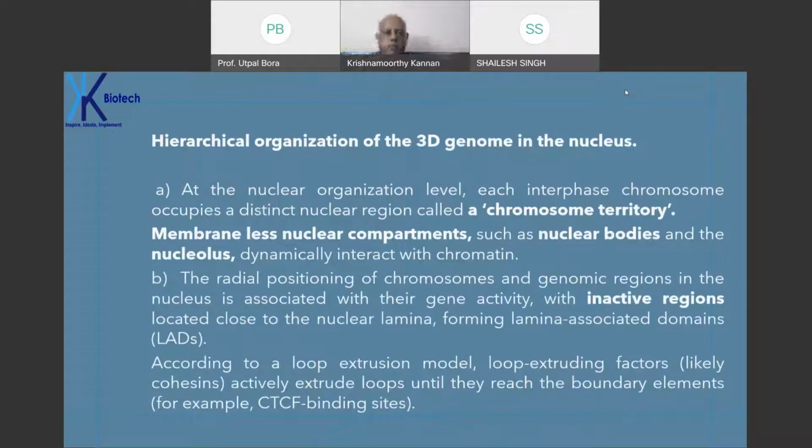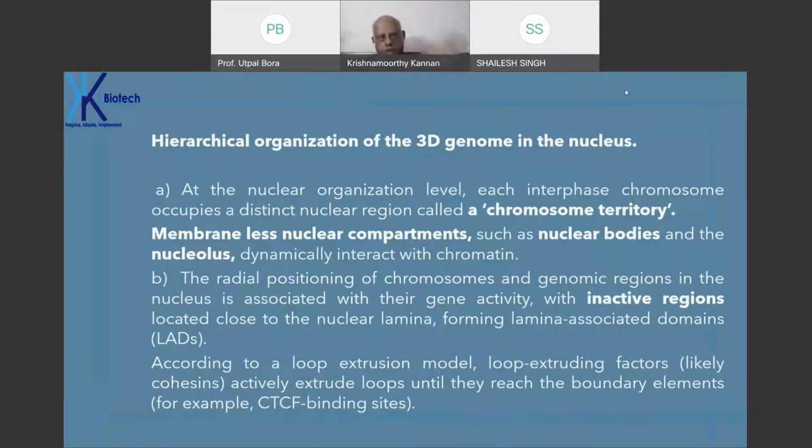Okay. So, the hierarchical organization of the 3D genome in the nucleus. At the nuclear organization level, each interphase chromosome occupies a distinct region called a chromosome territory. It is just like nations have boundaries, chromosomes also have a territory. Okay. And membrane-less nuclear components such as nuclear bodies and the nucleolus also interact with them. So it's quite a complex phenomenon. Radial positioning of the chromosome and genomic regions in the nucleus is associated with their gene activity, with inactive regions located close to the nuclear lamina. I told you, near the nuclear membrane.